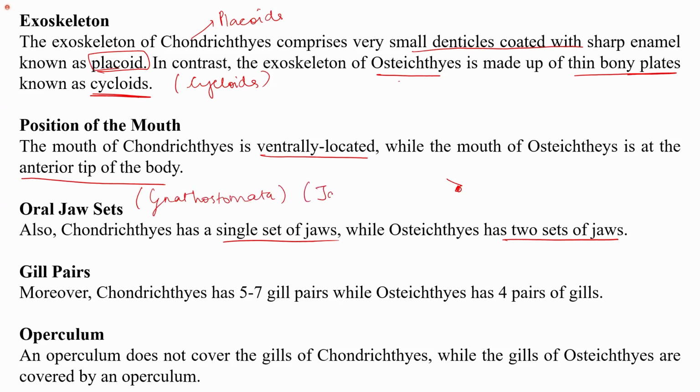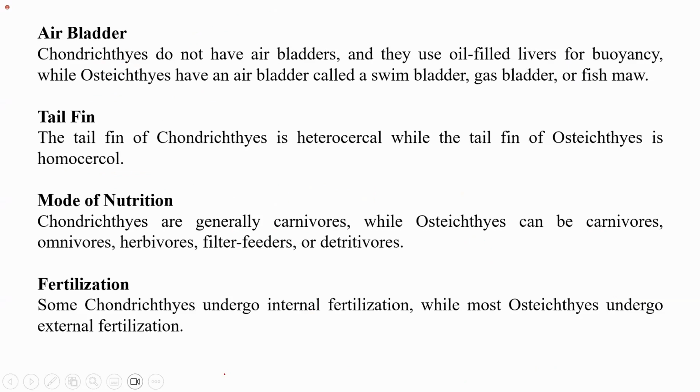Therefore, both have jaws, but the set of jaws differ. In chondrichthyes, it is the single jaw, while in osteichthyes, it has two sets of jaws. Gill pairs: chondrichthyes has 5 to 7 gill pairs, while osteichthyes has 4 pairs of gills. Operculum does not cover the gills of chondrichthyes, while the gills of osteichthyes are covered by the operculum. So these are certain differences.